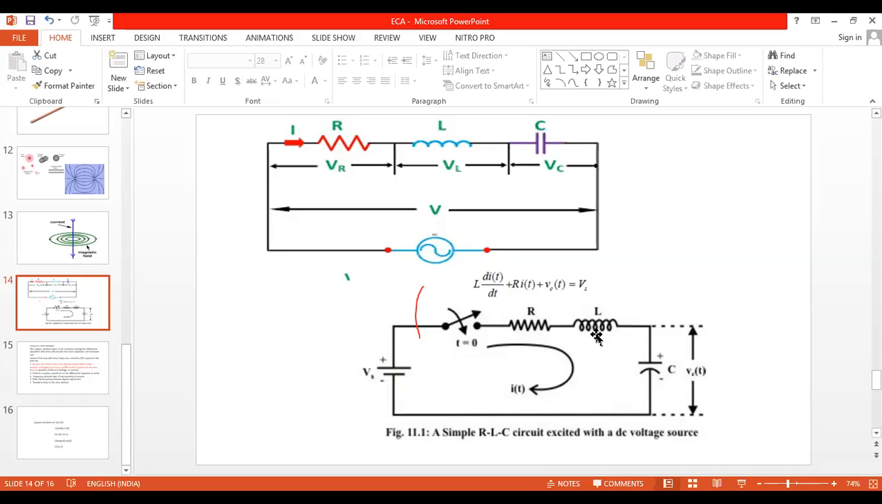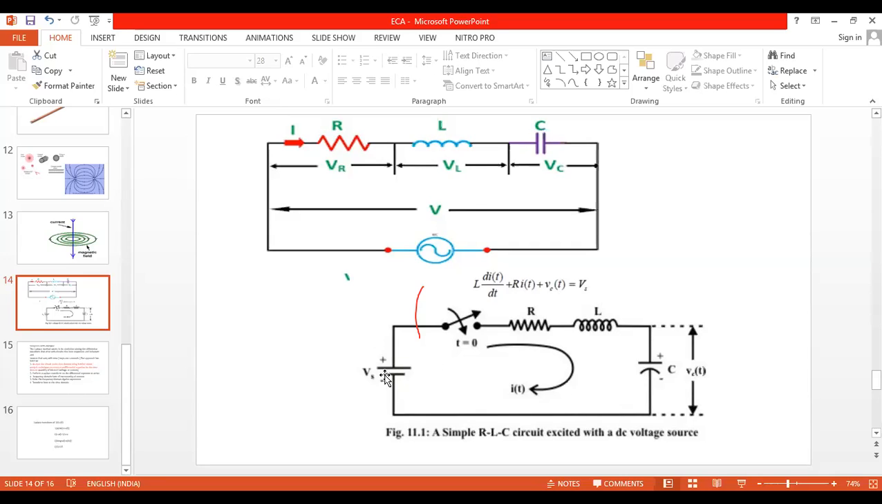I hope you have done this in polytechnic. It is L into di by dt, because for the inductor it is always the rate of change of current. And for the capacitor? 1 by C integral I of t dt. We will write it later on, so Vc of t. I hope this explanation is clear up to this point.